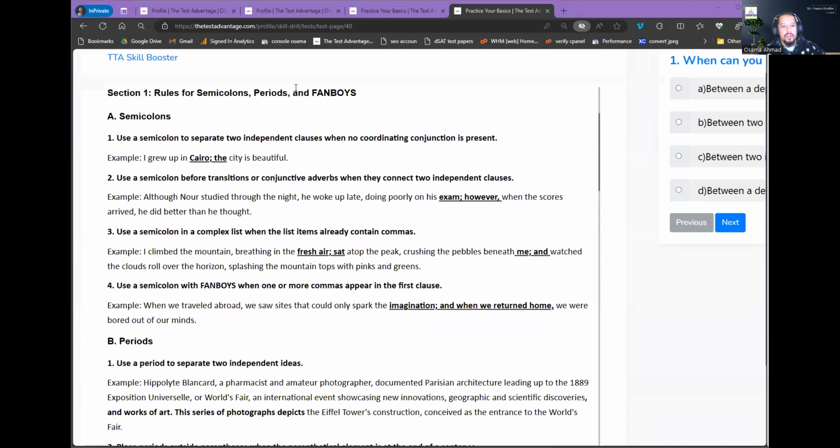As we said, the rules for semicolons, periods, and comma fanboys: the three are one. Semicolon, two independent clauses: I grew up in Cairo; the city is beautiful. Use a semicolon before a transition, because they also need to connect two independent clauses. Although Noor studied through the night, he woke up late, doing poorly on his exam. This is independent idea number one. However, when the scores arrived, he did better. Independent idea number two. We still use a semicolon between two independent clauses.